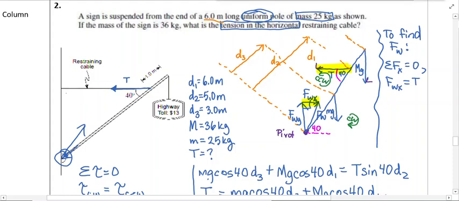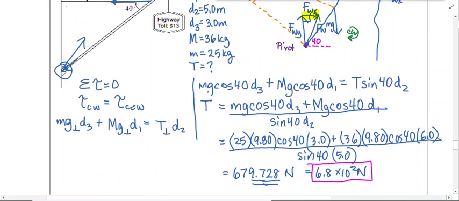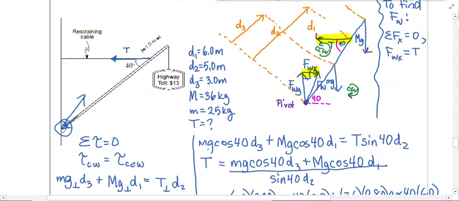Wait a second, didn't we just find tension like a second ago? We have our tension. So we actually know what Fwx is. Without doing any calculations, it must be 679 point, I think it was 728. I'd have to double check. Newtons.